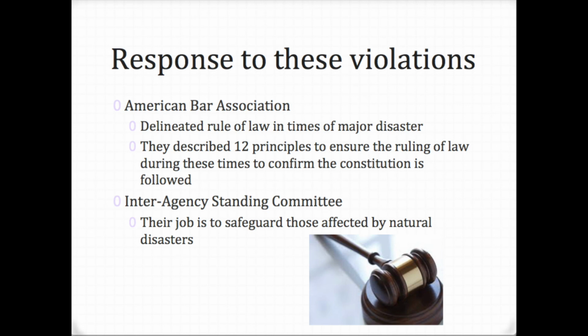There have been various responses to these violations, one being from the American Bar Association. They delineated rule of law in times of major disasters, such as Hurricane Katrina. They described 12 principles to ensure the rule of law during these times to confirm the Constitution is being followed. Also, the Interagency Standing Committee, their job is to safeguard those affected by natural disasters and to ensure that these violations do not occur again.